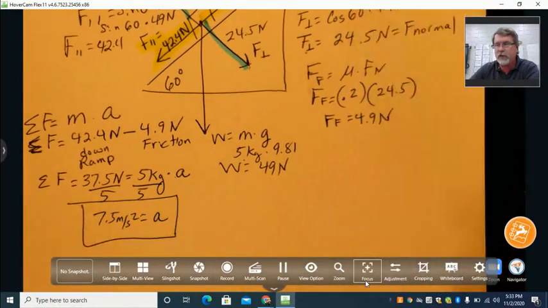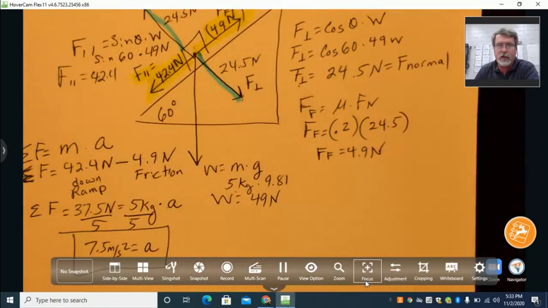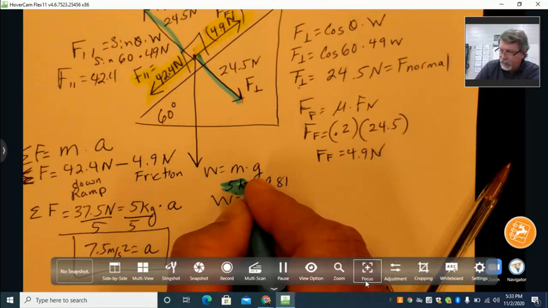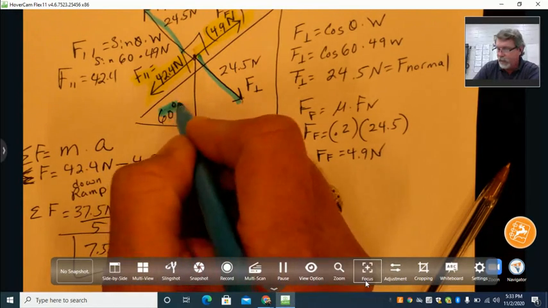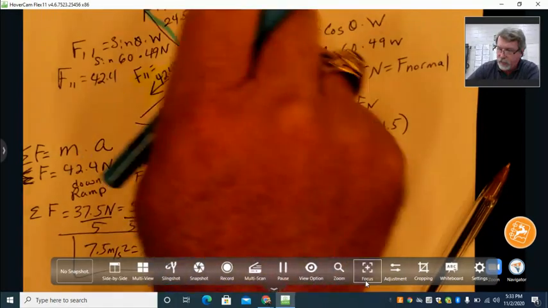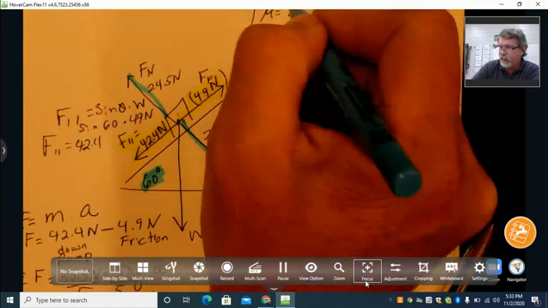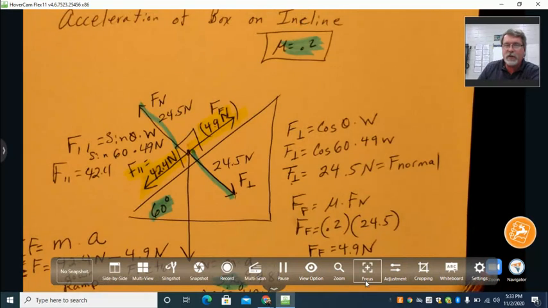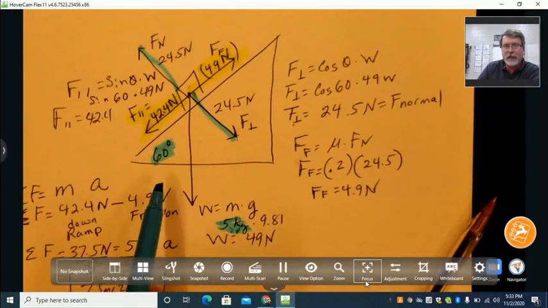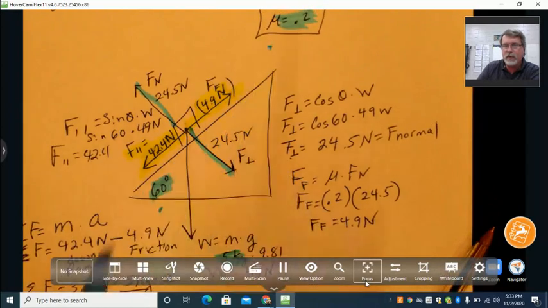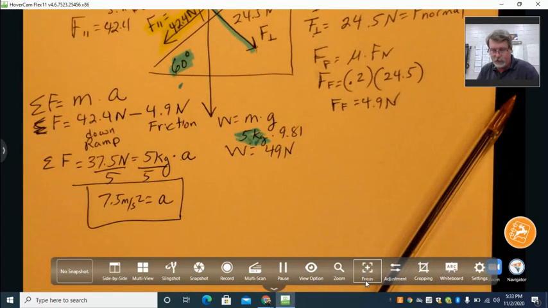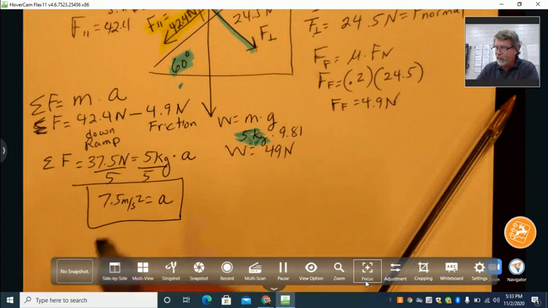So that is the acceleration of a box on a 60-degree incline with a mass of 5. Be sure you know that this was a given. The 60 degrees was given. And from those two numbers, I was able to solve all the different pieces. We also had a coefficient of 0.2. So the givens were the mass, the angle, and the mu. And from those, I was able to solve for the acceleration of the box down the ramp.